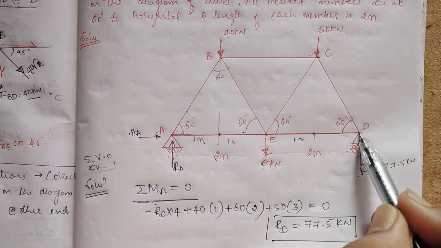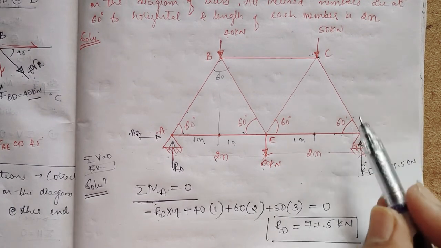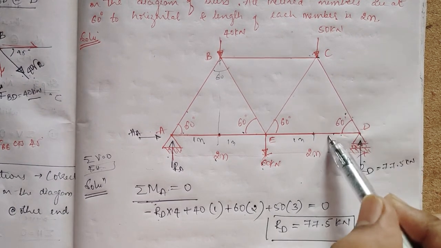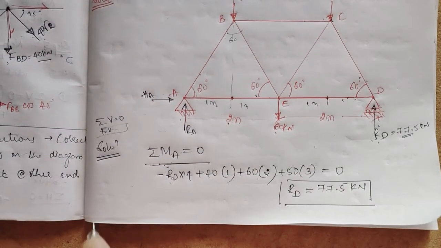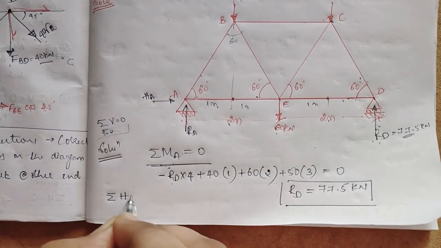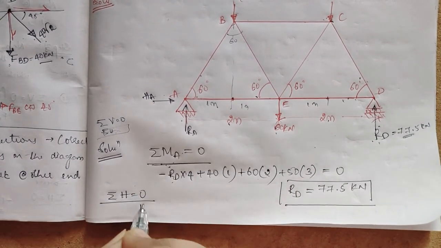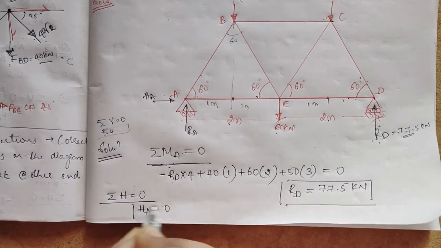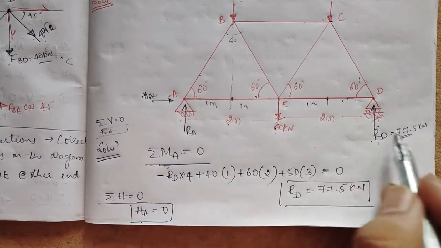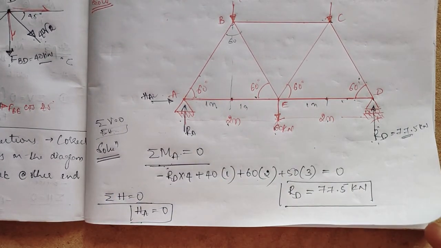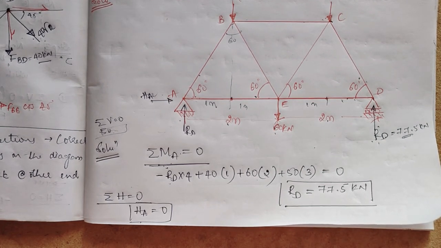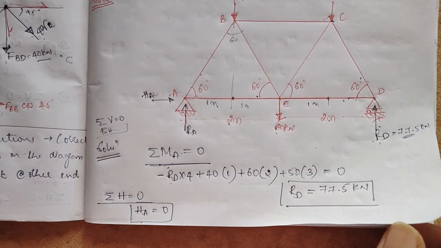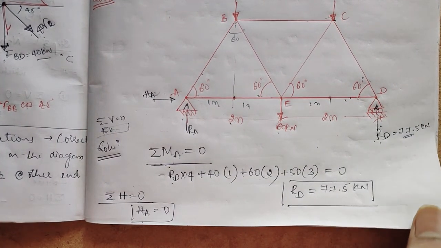See here, we didn't have any joint with two unknowns. Now I have joint D with two unknowns. I have to find the forces in these members, and RD I know, that is 77.5 kilonewton. And also you can apply another equation, that is summation of horizontal force equal to 0. What will we get? We will get HA is equal to 0. So we have found HA, and RD is also known to us. Now I'll consider joint D so that we can continue our analysis of this truss.